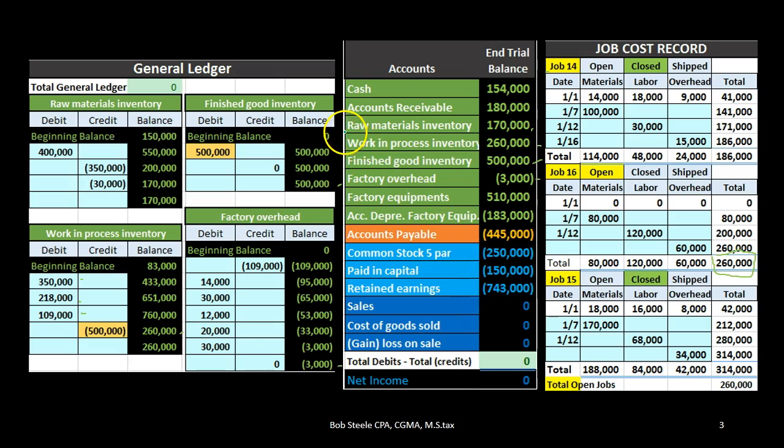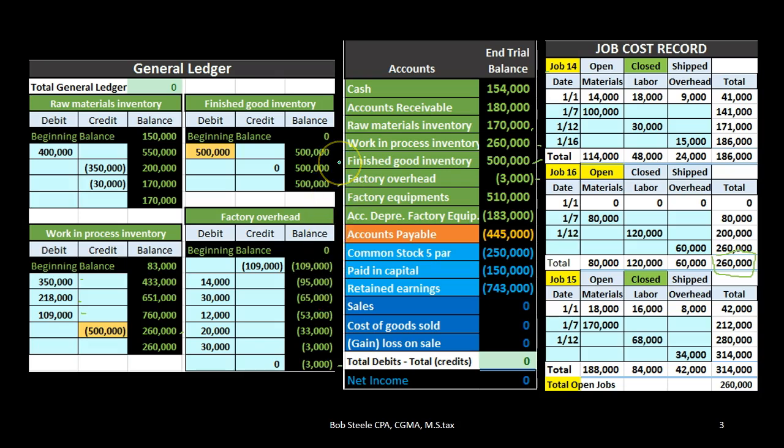Here we have the trial balance and we have multiple inventory accounts: the raw materials, work in process, factory overhead, finished goods. We can see the process is going to be going from raw materials then to the work in process and or the factory overhead, then to the finished goods, at which time the inventory is available for sale. When sold, it's going to be moved from the finished goods to the expense account of cost of goods sold.